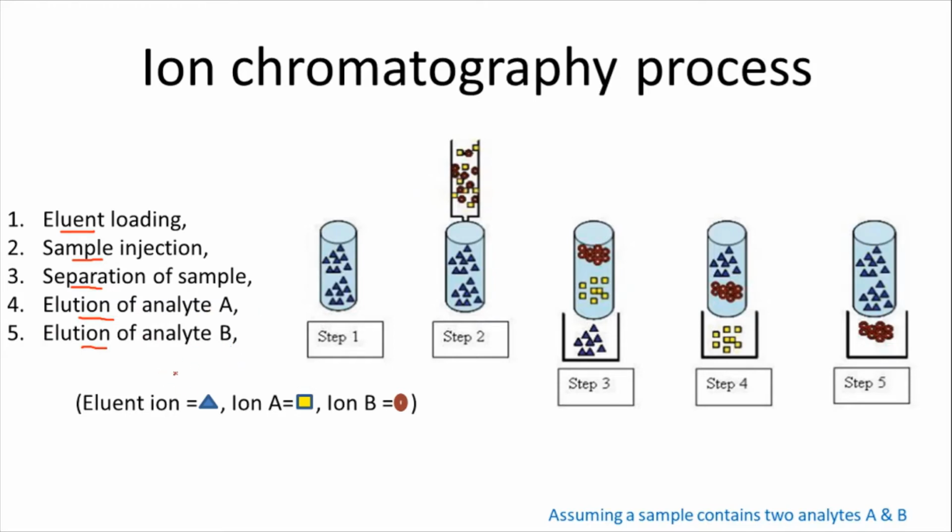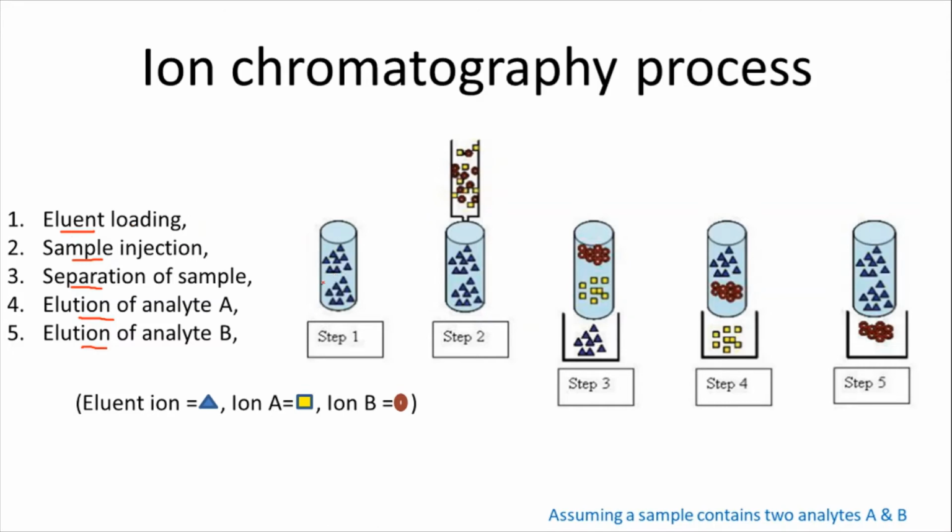Suppose if you are taking more samples in the mixture, you put on the elution of analyte C, elution of analyte D, and whatever it is. But we are considering only two. So the first step of ion exchange chromatography is eluent loading or column activation.